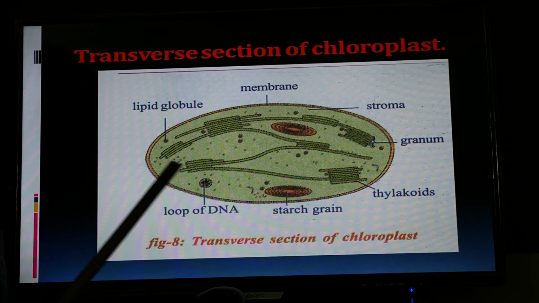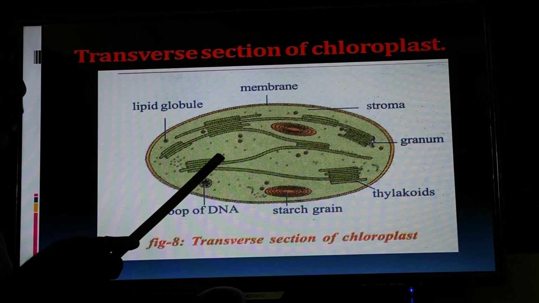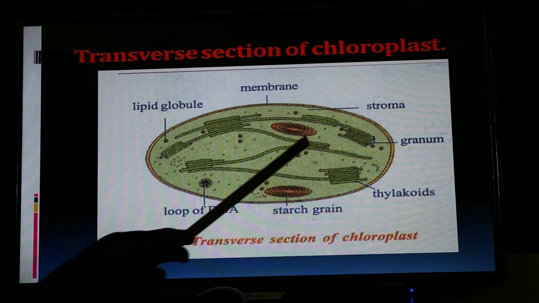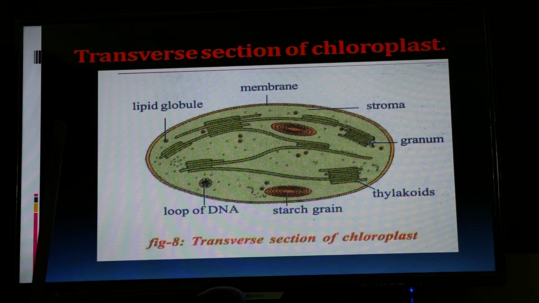So this granum will be dark green in color due to the presence of a pigment known as chlorophyll. And this empty portion is the colorless portion. It means there are no chlorophyll pigments there. That is called stroma. Chlorophyll is required for photosynthesis.